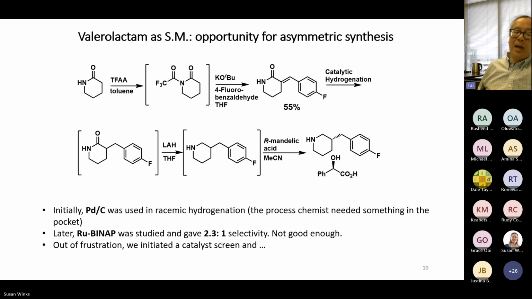Initially we tried palladium on carbon just to see if it reduces, and it does. And later on we tried ruthenium BINAP. That gives a very modest selectivity, which is not good enough. And the team, myself, we were very frustrated out of that. And we quickly initiated a screen just to see, are we going to find anything or not? Next, please.